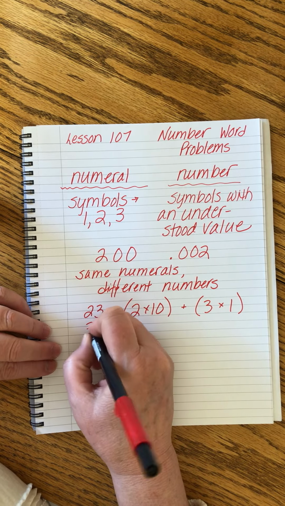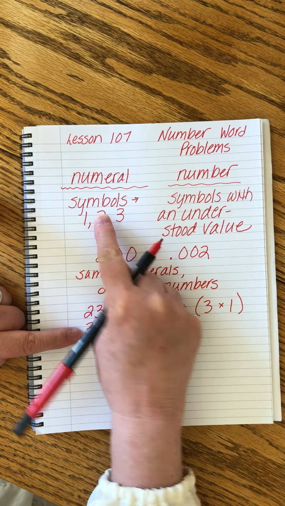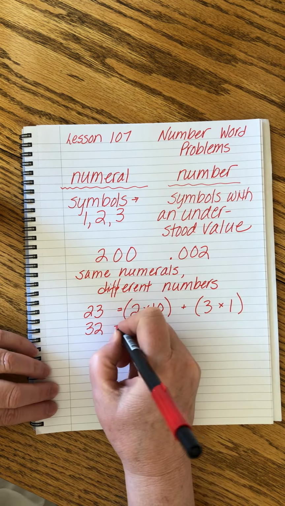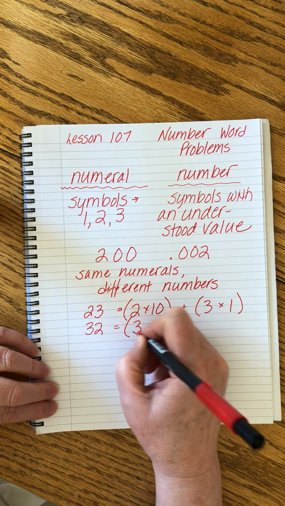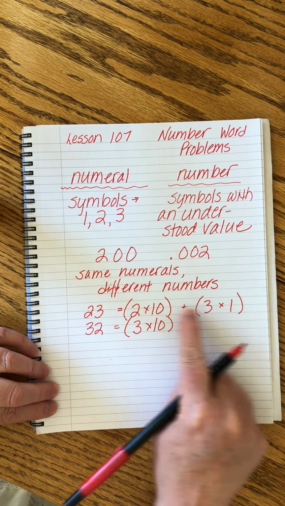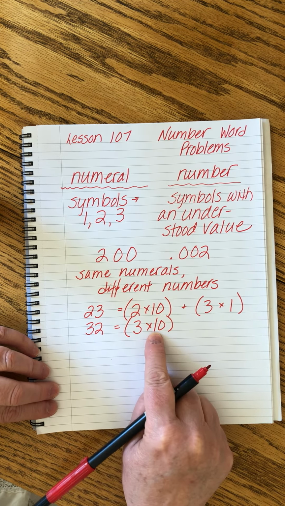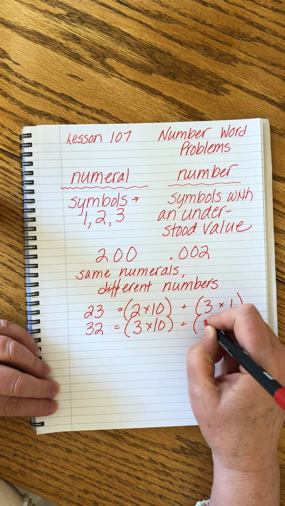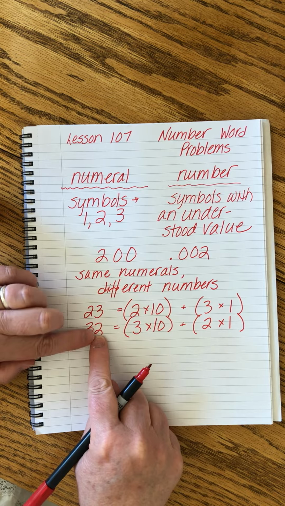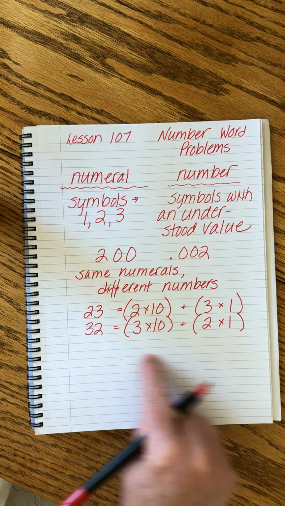I want to write this. If we switched around the numbers, we can take the very same numerals and create a different number by changing their place, right? And we know that this equals now 3 times 10, right? Here the 3 was in the ones place, so we multiply it by 1. Here the 3 is in the tens place, so we multiply it by 10. And the 2 is doing the exact opposite, right? Here it was in the tens place, now it's in the ones place, all right? So this, I don't think, is hard for you to understand.